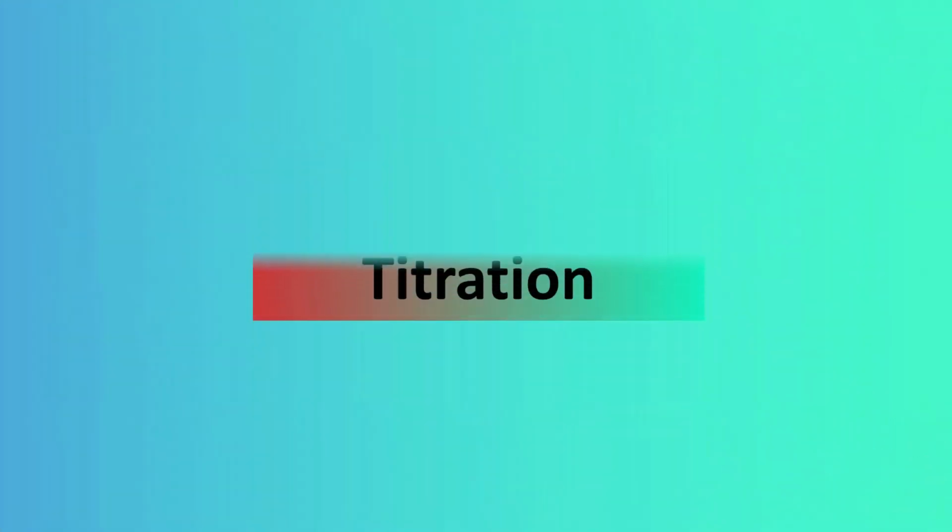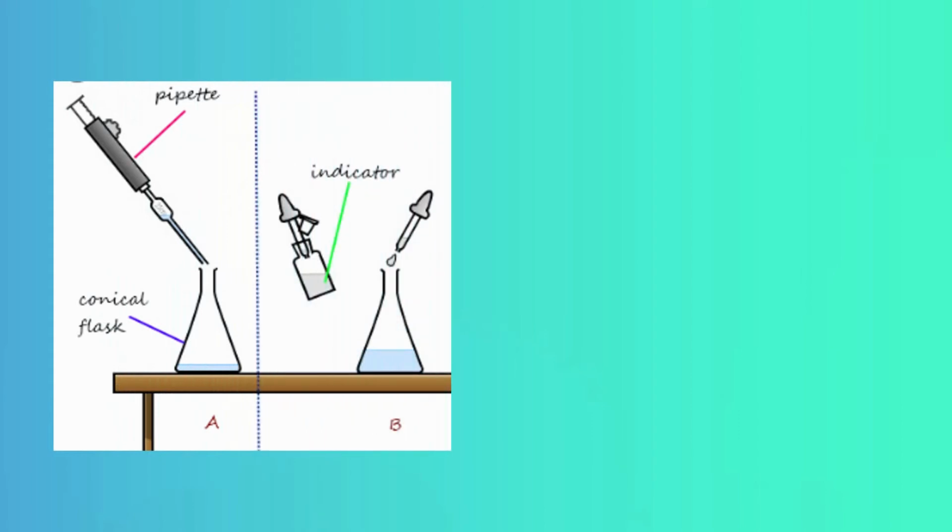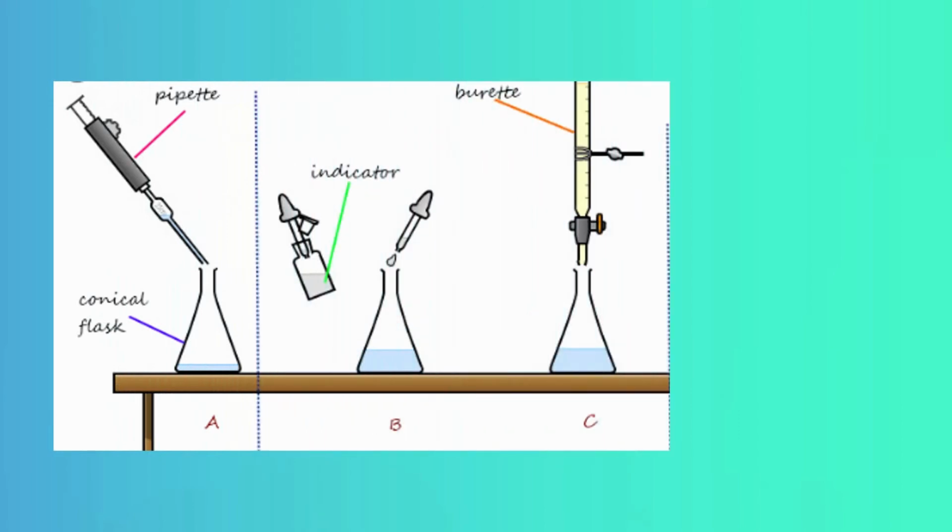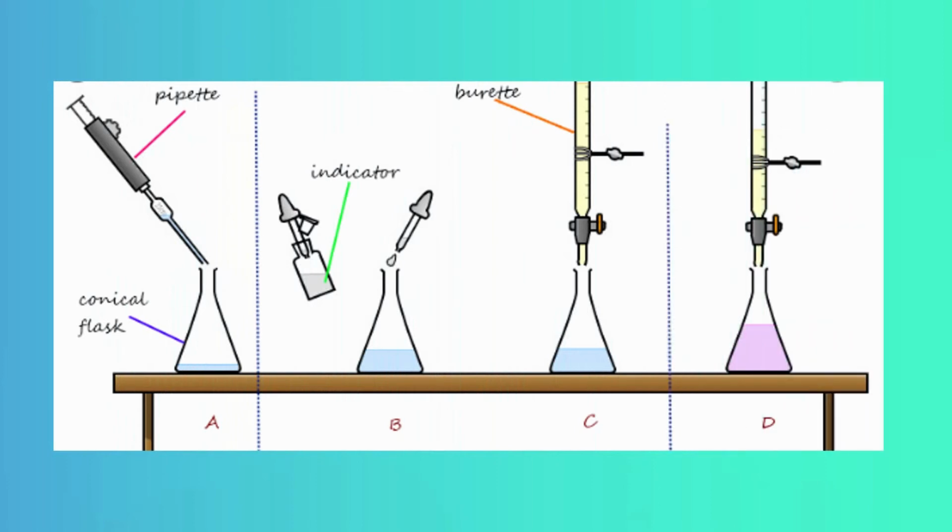Titration. I am giving one example of titration here. An alkali is taken in the conical flask with a pipette. Indicator is added and you will get a color. Then the acid is added from the burette, and we will get the final color. This way we find the concentration of an unknown solution.